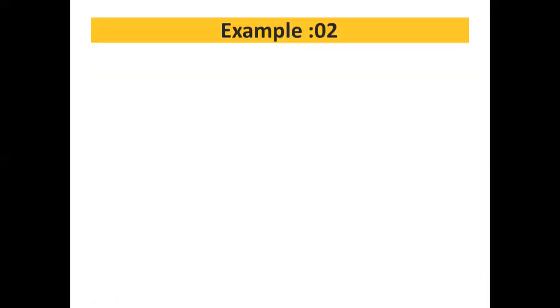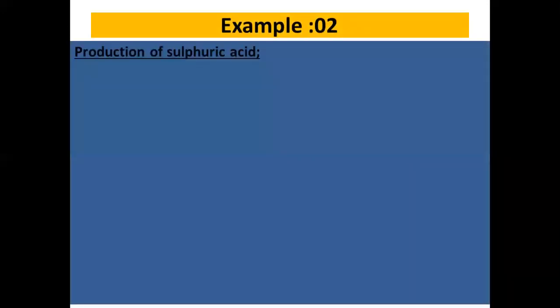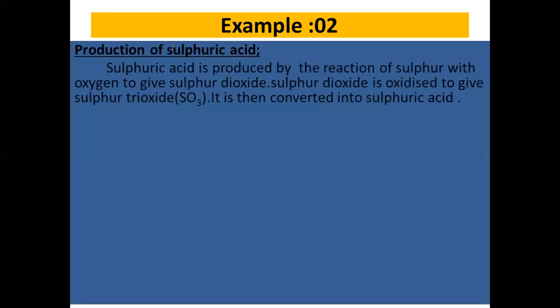The second example is the production of sulfuric acid. Sulfuric acid is produced by a process called the contact process, and it takes place in certain steps. The first step is the oxidation of sulfur to give sulfur dioxide. Sulfur dioxide on further oxidation will give sulfur trioxide, and this sulfur trioxide is then converted into sulfuric acid. You can see in this reaction, oxidation is the addition of oxygen. Sulfur reacts with oxygen and forms sulfur dioxide, so we call it oxidation of sulfur.